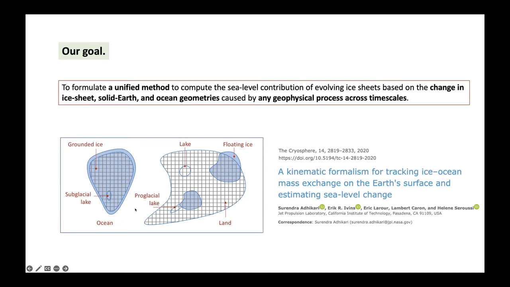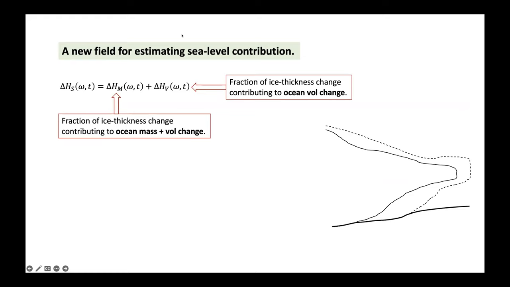Okay, so without getting into the mathematical details, let me try my best to explain how and why we should handle this problem of estimating, or rather deriving, the new field for estimating sea level contribution. Here you can see in dust a marine ice sheet, and sea level should be somewhere here. This is a bedrock, flowing from left to right. And after a certain time, it has reached the new geometry, the solid line here. We found it convenient that this new field that we are trying to derive should be split into two parts. The first is related to the fact that this component contributes to the mass change of the ocean, while the second element only contributes to sea level rise by changing the ocean volume.